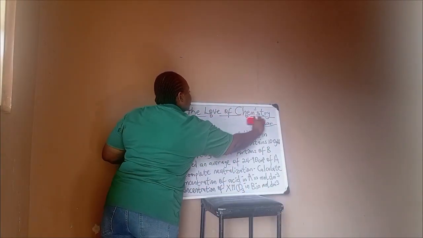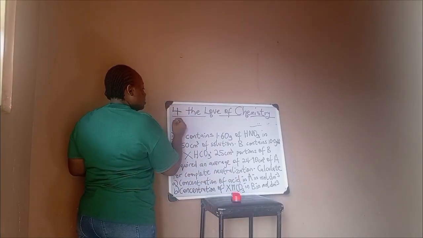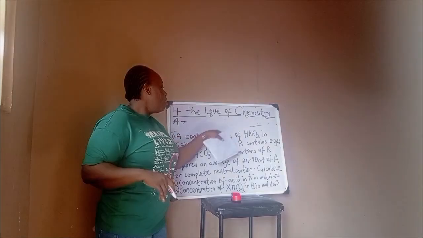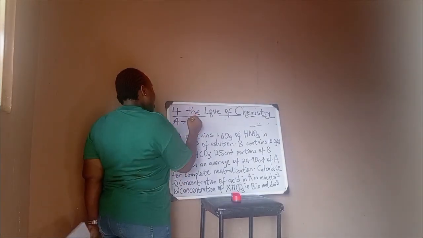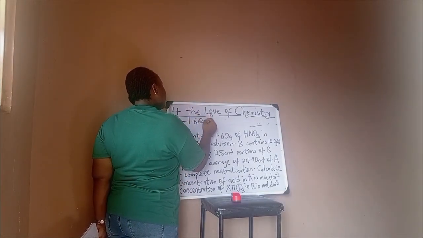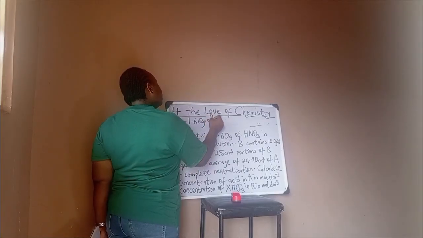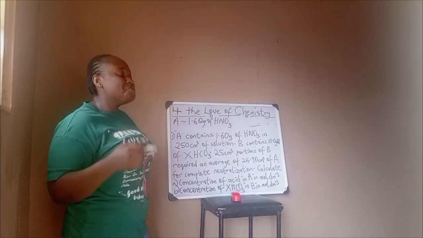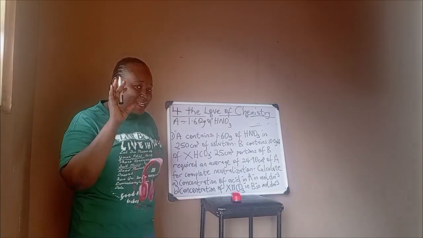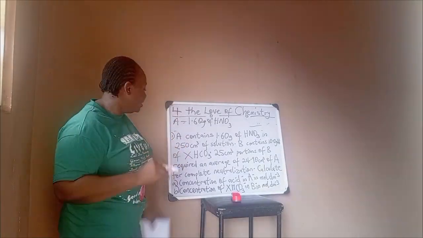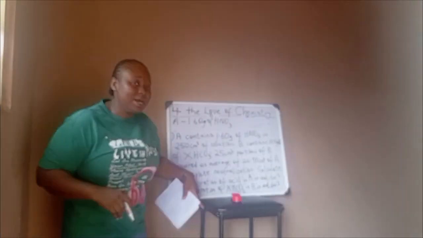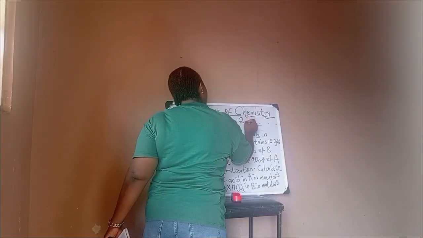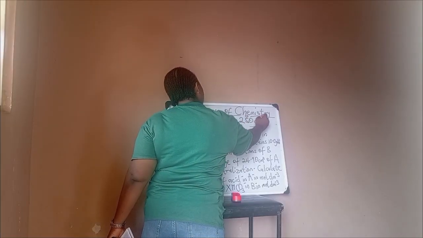A contains... you want to see the parameters that have to do with A. A contains 1.60 grams of triazonitrate 5 acid in 250 cm cube of solution. Take note of what they said. They said it's not in 1000 cm cube. It's in 250 cm cube. So this is in 250 cm cubed.